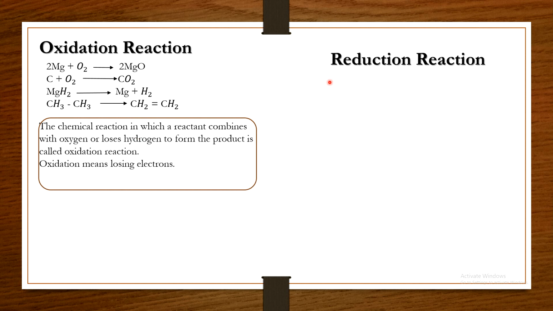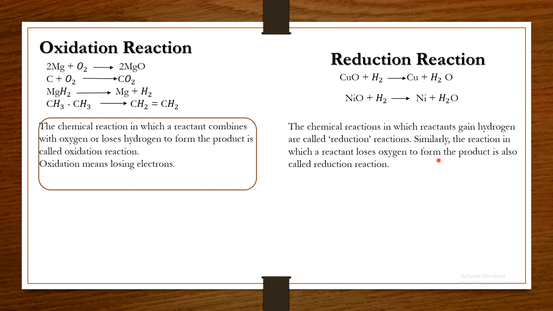Now the exact opposite is the reduction reaction. Let's take some examples. Here copper oxide plus hydrogen forms copper plus water. Also nickel oxide plus hydrogen forms nickel plus water, H2O. That means in this chemical reaction the reactant gains hydrogen. In the oxidation reaction they lose hydrogen, and in this reduction reaction they gain hydrogen. So this type of reaction is called a reduction reaction.